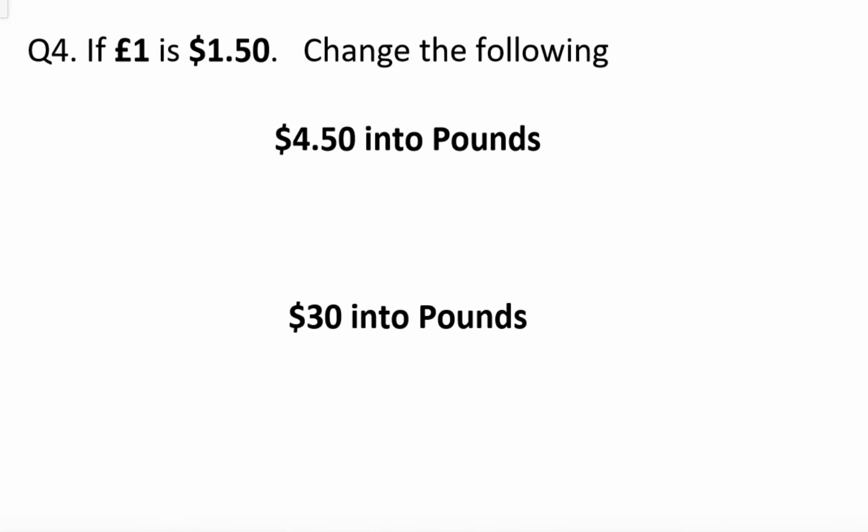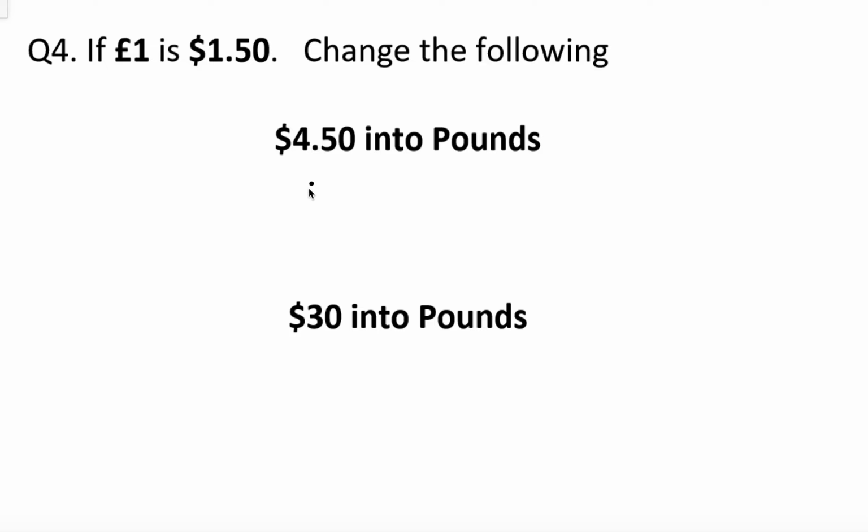Now, again, it's the same sort of question, but this time we want to turn the dollars back into pounds. So if we've been to America on our holidays and we've spent our money, we've got a little bit of money left, we've come back, we want it turned back into sterling or pounds. And again, the exchange rate is £1 is equal to $1.5. So basically all you've got to do now, starting off with dollars, is the reverse. You divide it by 1.5.